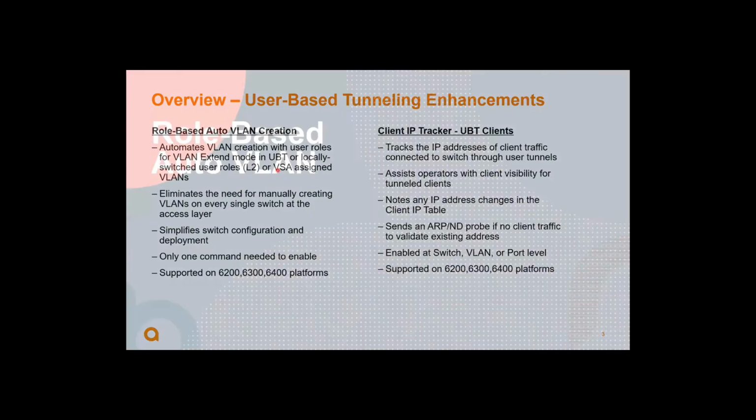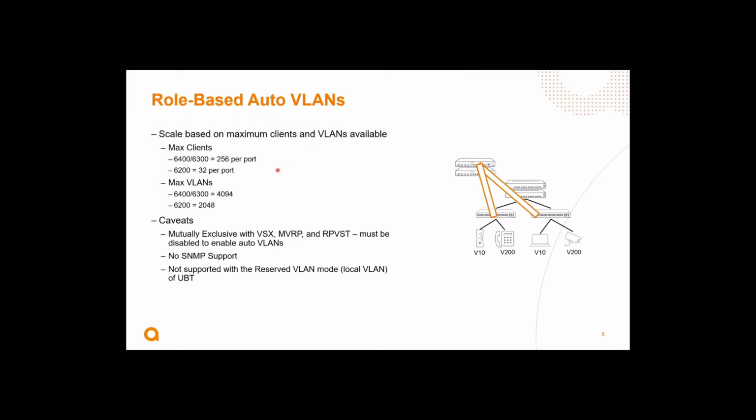So let's first take a look at role-based auto VLAN. The scale is based on maximum clients and VLANs available. The max clients on 6400 and 6300 is 256, and on the 6200 is 32 per port. Max VLANs is 4,000, 6200 is 2,000. Some of the caveats with that: it's mutually exclusive with VSX, MBRP, and RPVST. Those features must be disabled to enable auto VLANs. There's no current SNMP support, and it's not supported, of course, with the reserve VLAN mode of user-based tunneling or local VLAN mode.